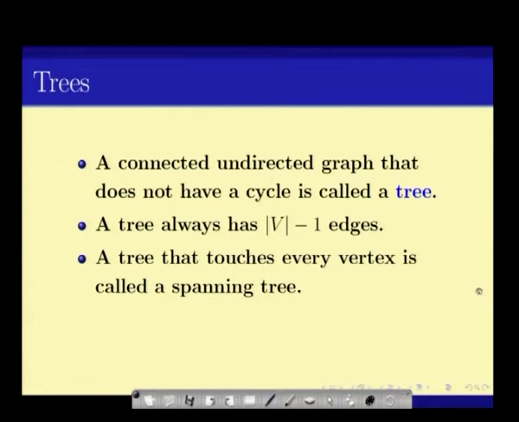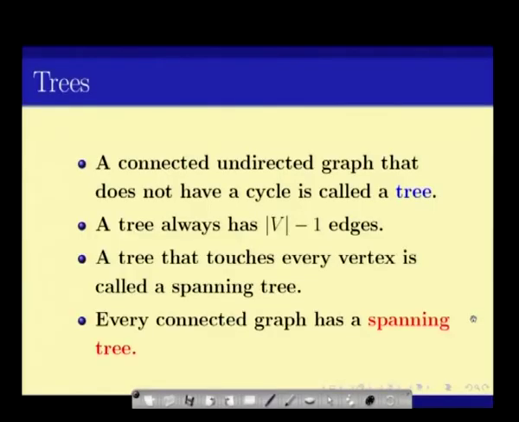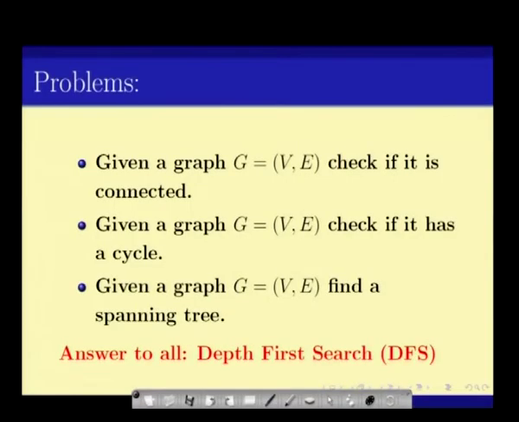Spanning trees are very important objects again, which help us to understand how the graph looks like, and it turns out that every connected graph has a spanning tree. So, one problem that one would like to ask is that given a graph, check if it is connected. Given a graph, check if it has a cycle. Given a graph, find the spanning tree. These are the three basic questions in graph theory that can be asked, and all of them will be answered using something called a depth first search.